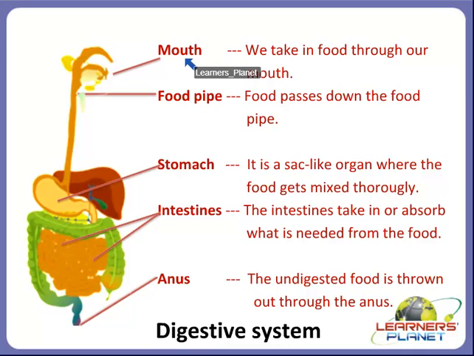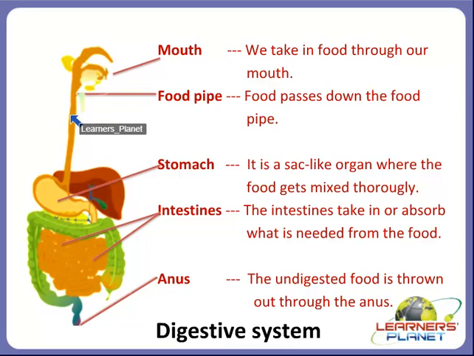Yes, the first one is mouth. What is the function of mouth? The function of our mouth is taking in food. Yes, we take in food through our mouth. The second one is food pipe. You can see this. See the picture, children? This is a long tube-like structure. This is called a food pipe.